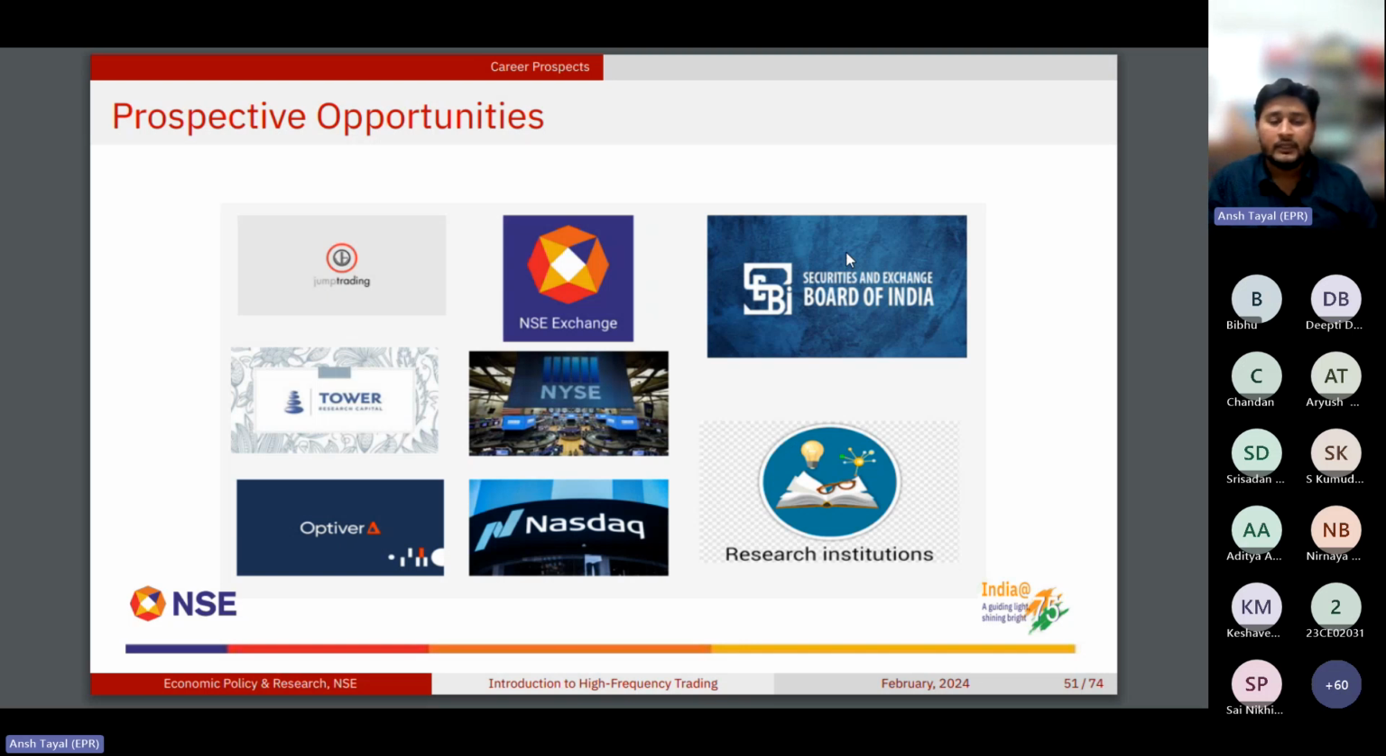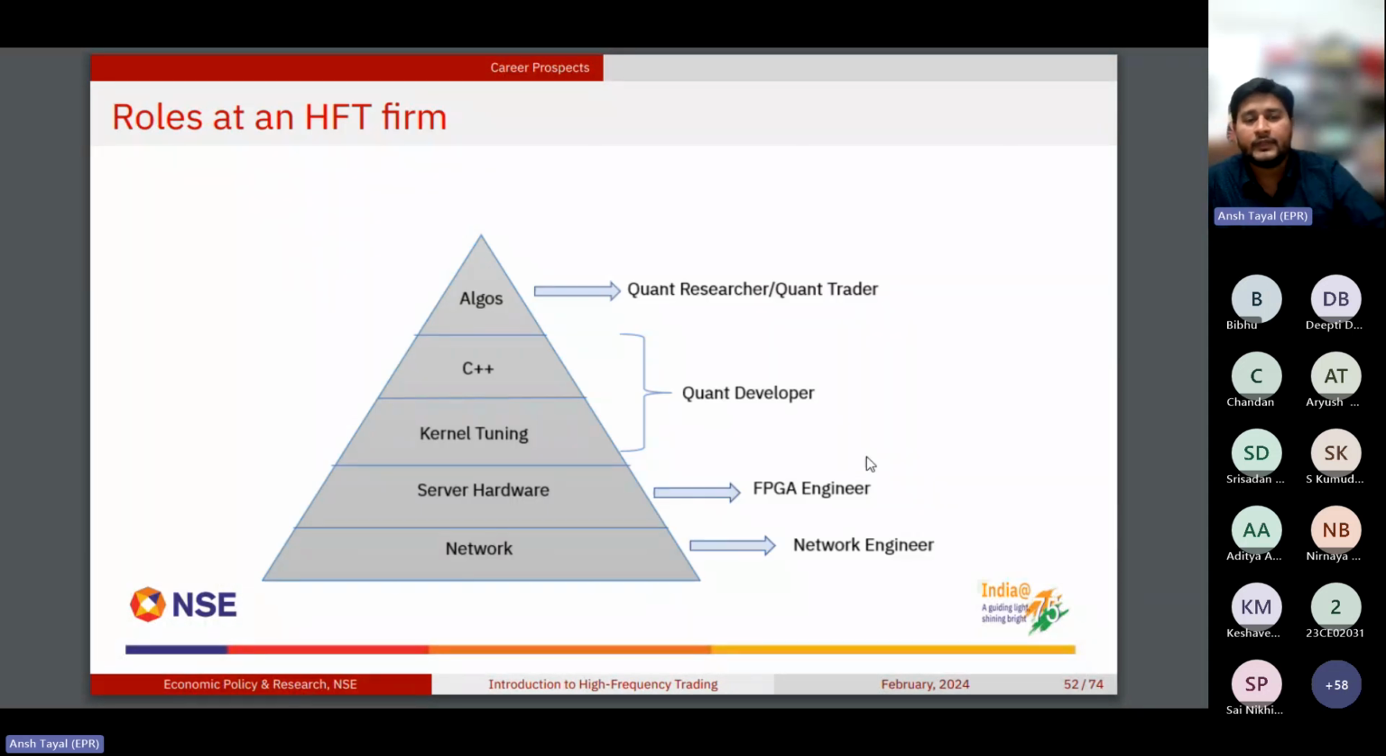As a regulator, you need a skill set in this area because you are forming regulations for HFTs and other market participants. Having an understanding of market microstructure and high frequency trading would help you in building more thoughtful regulations. And fourth is, of course, academia, doing research in this area. Because this is a very niche field, these are the four prospective types of opportunities you have. And then just to quickly give you a glimpse of it.